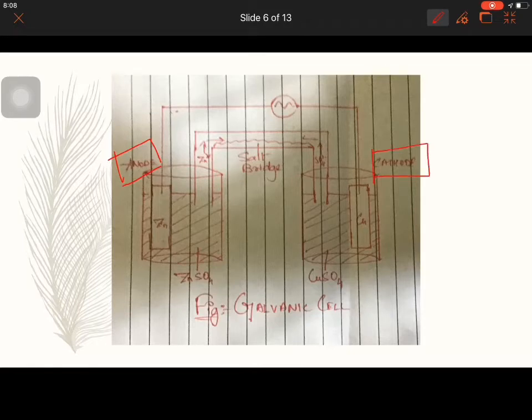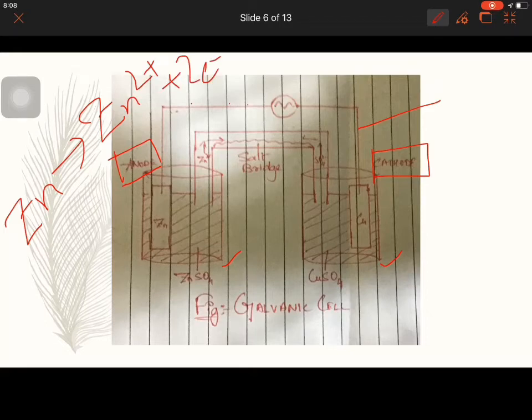So what happens here is that zinc is dipped in its sulfate solution and copper, which acts as the cathode, is dipped in its sulfate solution as well. When this beaker is connected to the other beaker with the help of a wire, zinc undergoes a particular reaction. Zinc breaks down to Zn2+ ions plus 2 electrons.